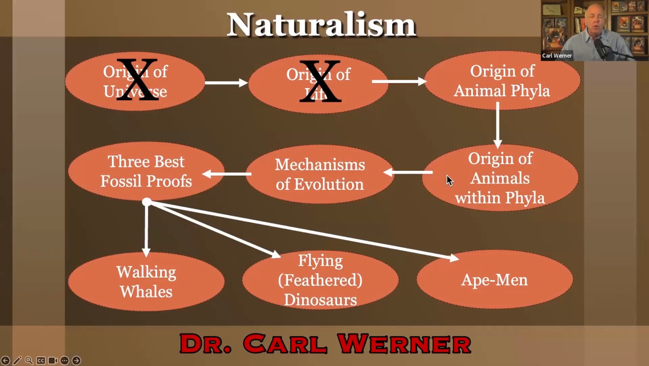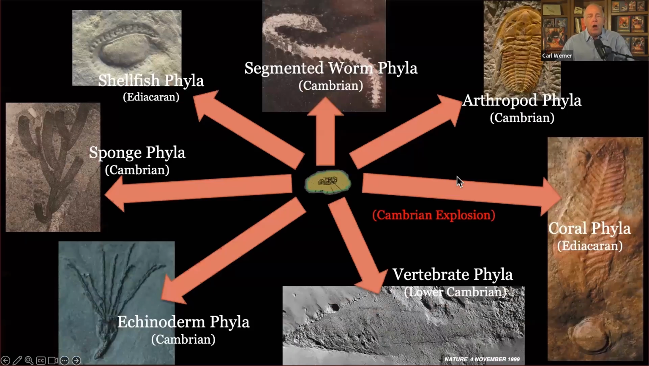Now you have to go from the first bacteria to the 7 animal groups. Now, all animals on Earth today, 99% of them, can be fit into these 7 groups, like the coral group, the sponge group, the vertebrate group, the worm group, the shellfish group. All animals fit into these 7 phyla. And the problem is that how did these 7 animal groups form from this bacteria?